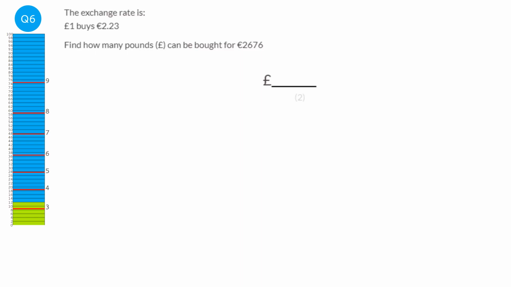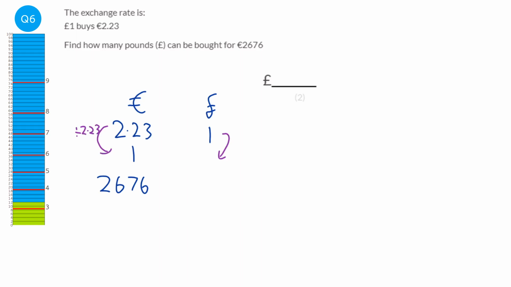In this question we've got euros and we've got pounds, and we're told that £1 is 2.23 euros. And we're trying to get to understand what 2,676 euros is in pounds, and we're going to do that by finding out what €1 is and then finding out how much 2,676 are. So to get from 2.23 to 1, we divide by 2.23, and we're going to do that on both sides.